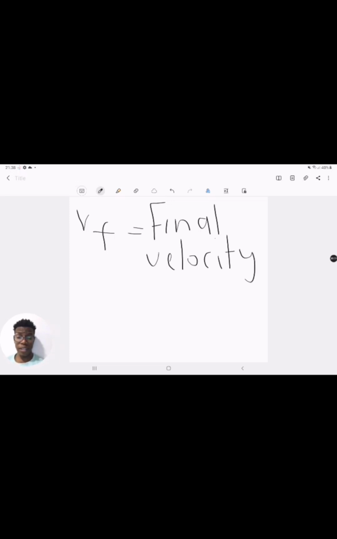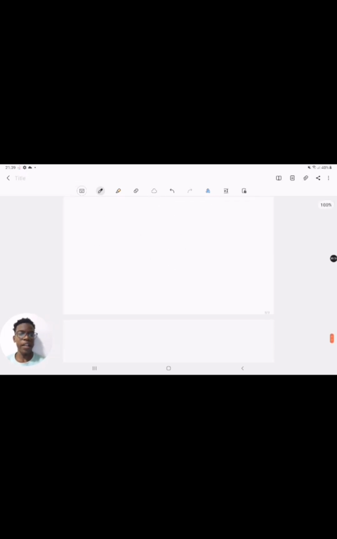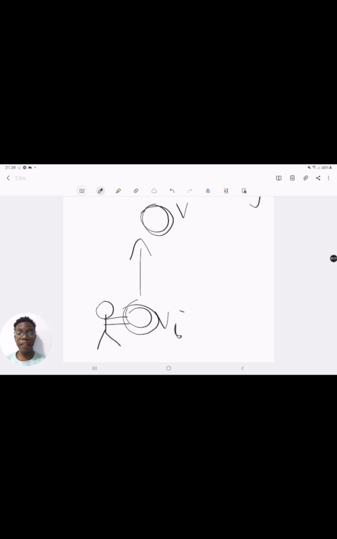The final velocity is the velocity that you end up with over the period of time that you are looking at your projectile. So if I have a person standing here, throws the ball upwards with the initial velocity, and the ball goes up to some point, then if you are only looking at this time frame from this point to that point, then the final velocity is at that point. So the final velocity is the velocity of the ball at the last position where you are studying the ball.